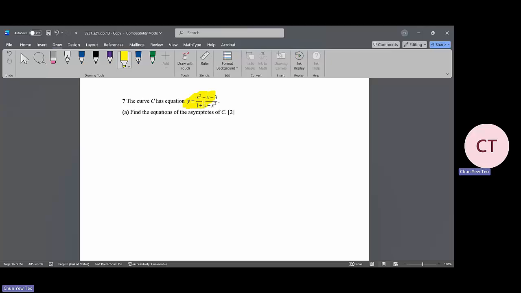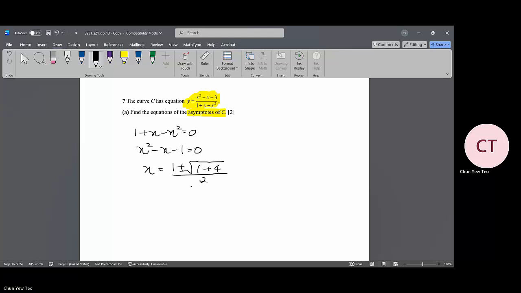The curve C has an equation like this, and we want to find the asymptotes of C. So we start from the vertical asymptote. We just let the denominator equal to 0. Then we try to solve the quadratic equation. We cannot factorize it, so we need to use the quadratic formula. Then x equals 1 plus root 5 over 2, and x equals 1 minus root 5 over 2. That is your vertical asymptote.